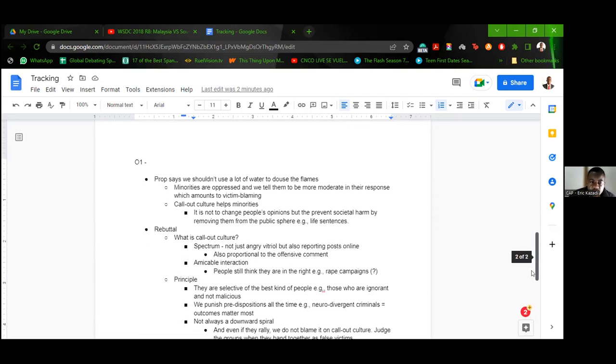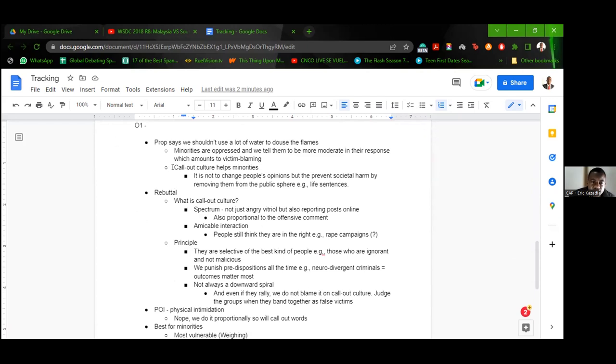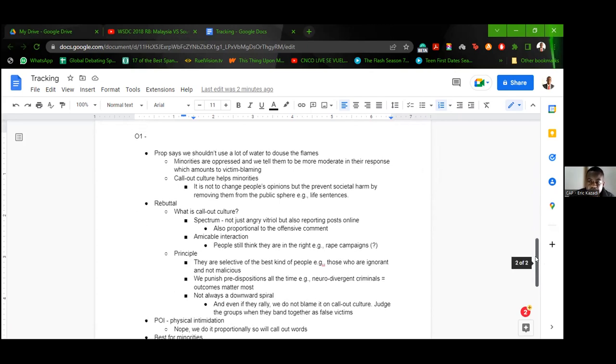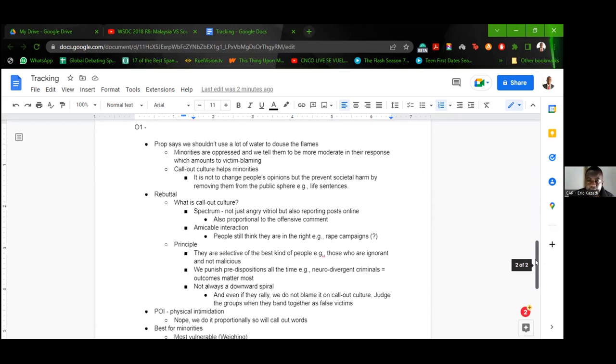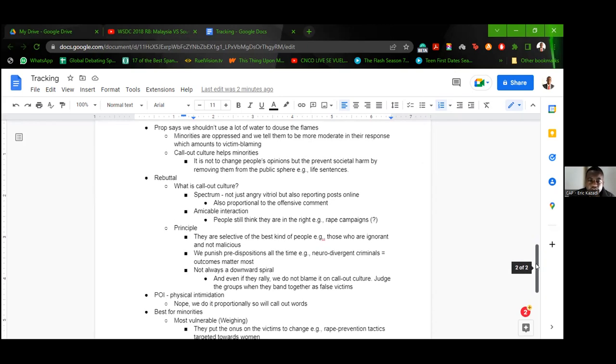And then similarly for opposition, that's their introduction. What is their stance in this debate? I think they try to broaden the round and say that it's not necessarily just about changing individuals' opinions through call-out culture, but rather to prevent societal harm from arising, which is why we want to remove them from the public sphere, and call-out culture is the mechanism through which we do that by giving criticisms onto this individual.